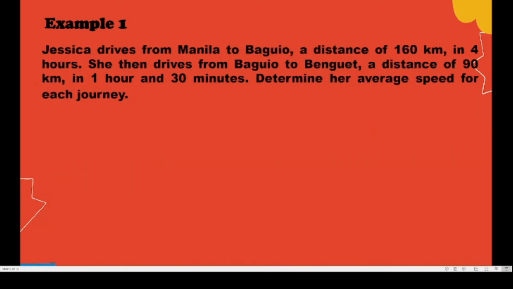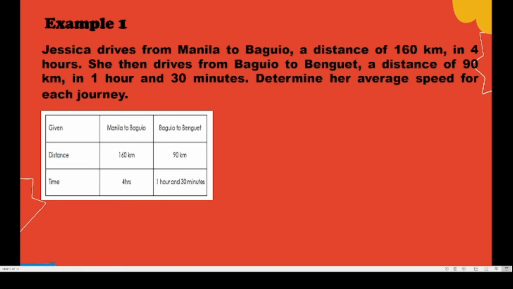Example 1. Jessica drives from Manila to Baguio, a distance of 160 km in 4 hours. She then drives from Baguio to Benguet, a distance of 90 km in 1 hour and 30 minutes. Determine her average speed for each journey. So take a look at the given. From Manila to Baguio, we have 160 km as a distance and 4 hours as our time. Then Baguio to Benguet, we have 90 km distance and 1 hour and 30 minutes for the time. So let us see the solution.